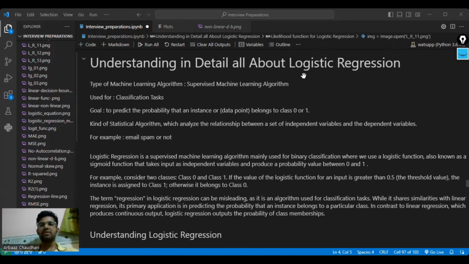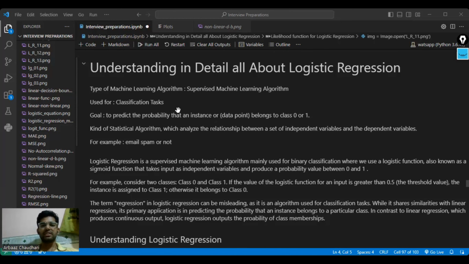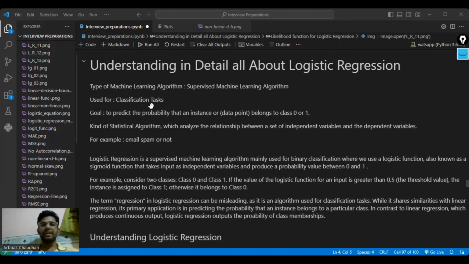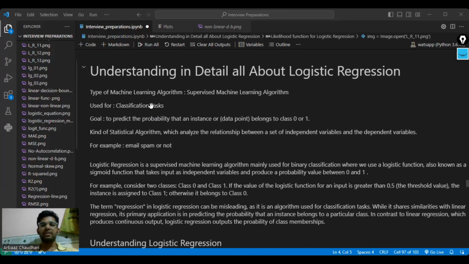So logistic regression is a type of supervised machine learning algorithm in which X and Y are given. That is why it is known as a supervised machine learning algorithm. This point I didn't discuss in the previous video, so I am covering it here. And this is used for classification tasks. If the data is given as a set of independent variables, then you have to say whether the data points are of class 0 or class 1. So that is a classification task.